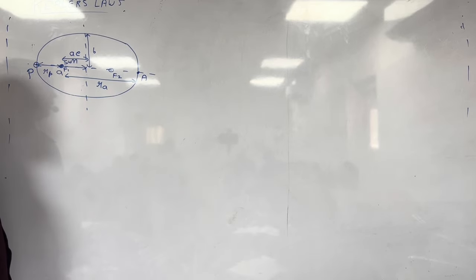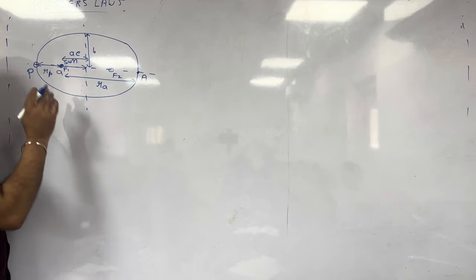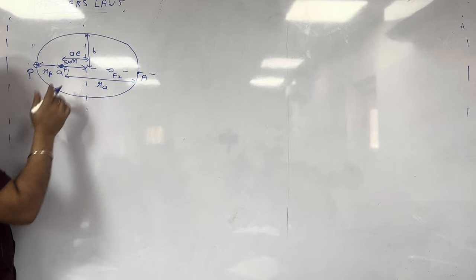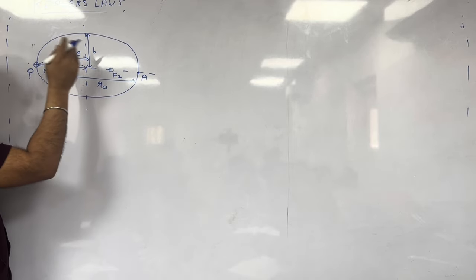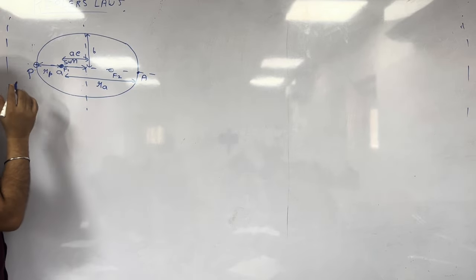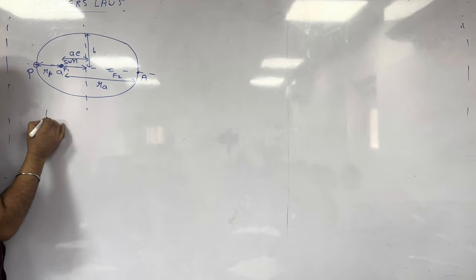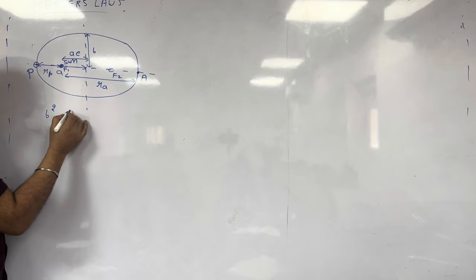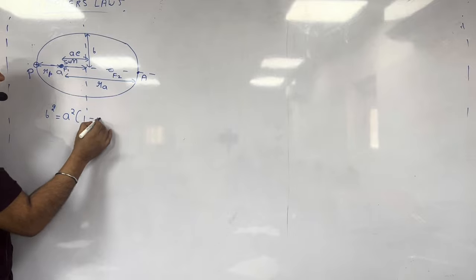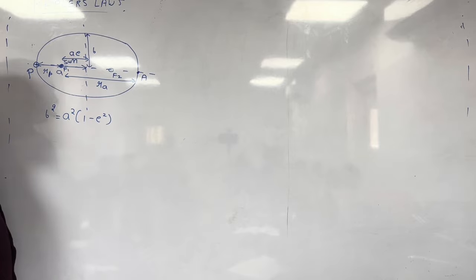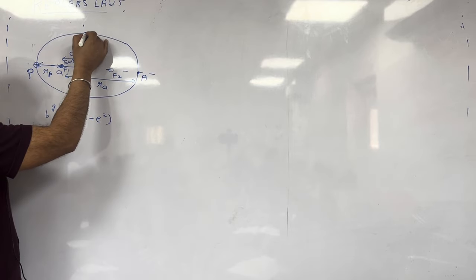In mathematics you are going to prove it. And yesterday I already discussed one relation with you: what is the relation between B and A? B square is equal to A square into 1 minus E square.